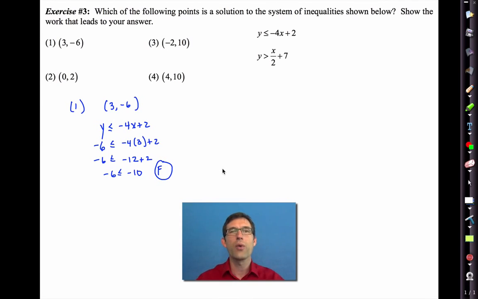Remember that if you struggle with comparing two negative numbers, think about them in terms of temperature. Which one is warmer, right? They're both cold, but -6 is warmer than -10. So that's a false statement, which means I don't need to do any more work on number 1. It can't be a solution to the system. So pause the video now, work through your other 3 choices, and see which one makes both of those inequalities true.